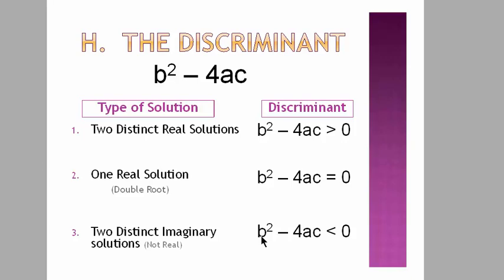The other thing that we have is if it's less than 0, right? If it's less than 0 and it's underneath the square root, then it means that they're not real numbers. You have that i in there, so therefore you have two distinct imaginary solutions, which just once again means two different imaginary solutions.